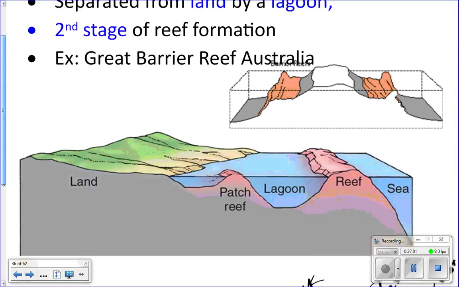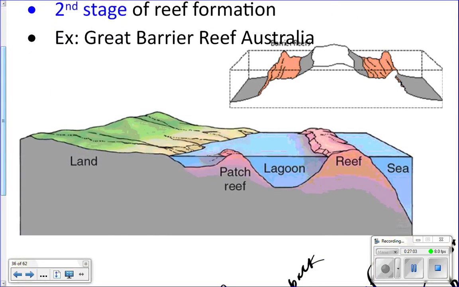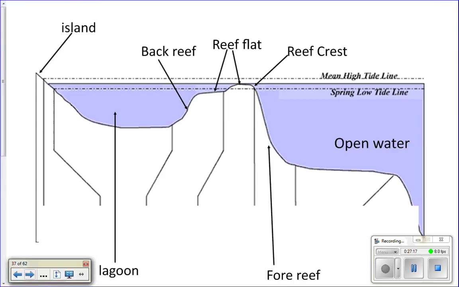So here's a profile. You can see the lagoon, back reef slope, reef flat, crest, fore reef slope. And then like I said, you could get patch reefs and stuff like that that will pop up in the lagoon. So just another profile to help you see it.